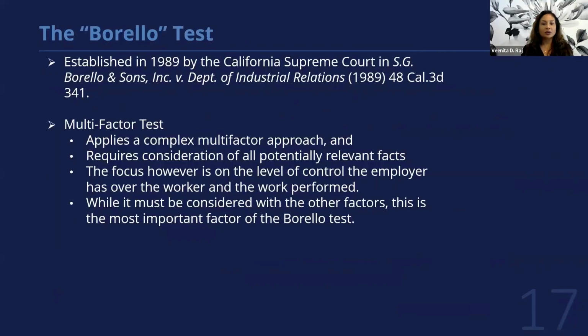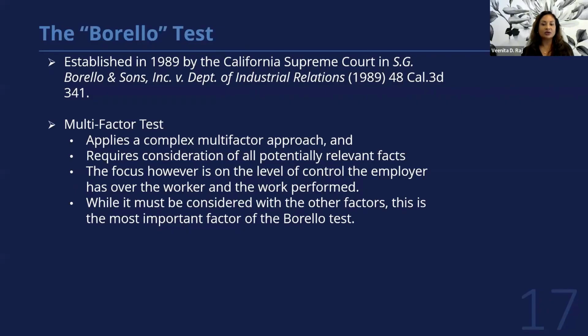Thank you, Yaron. So what is the Borello test? As Yaron already mentioned, while the ABC test is the primary test for worker classification in California, there are certain situations where that test will not apply. And in those cases, the determination is made under another set of criteria, which we call the Borello test. This test applies a complex multifactorial approach. It requires consideration of all potentially relevant factors, but focuses, however, on the level of control the employer has over the work and the work performed.